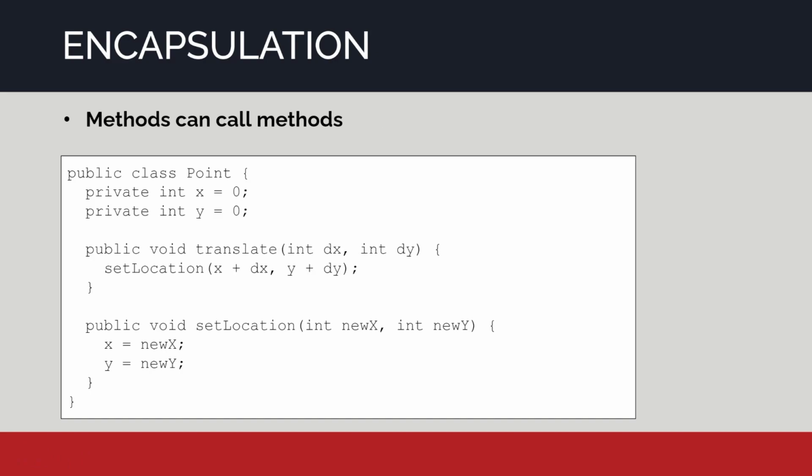Methods can call other methods. So you remember that translate method that I had earlier, where I was writing directly to x and y. I can now use setLocation instead of writing directly to x and y. So I have delta x and delta y. What do I set it to? Well, I just modify x by delta x, modify y by delta y, and pass it into the setLocation method, and then it will take on the responsibility of modifying the internal fields.